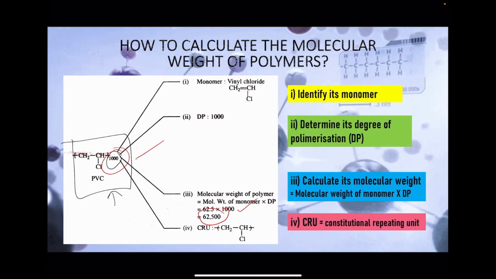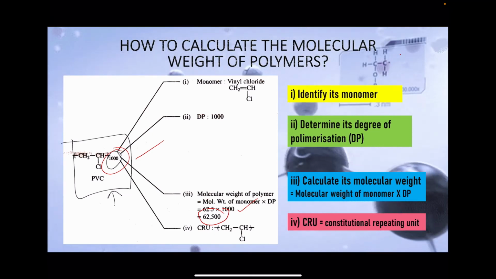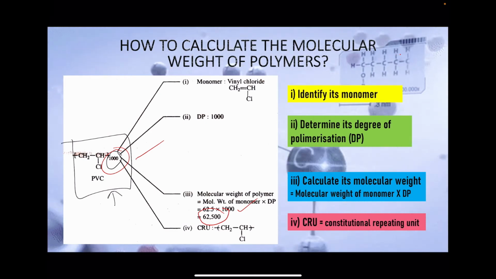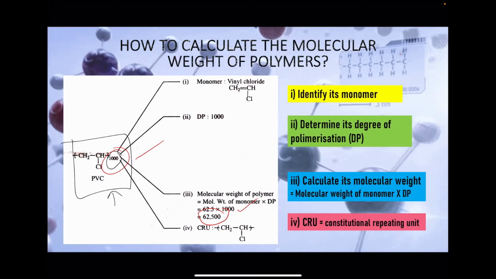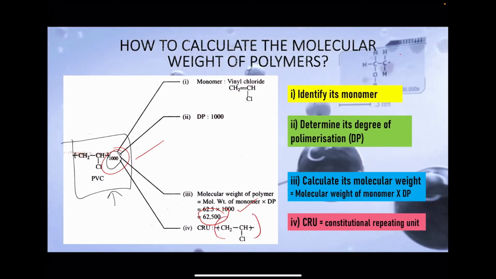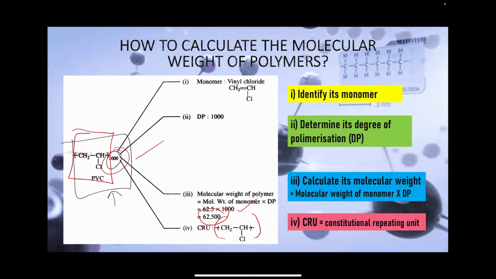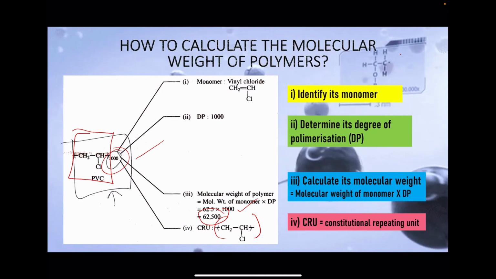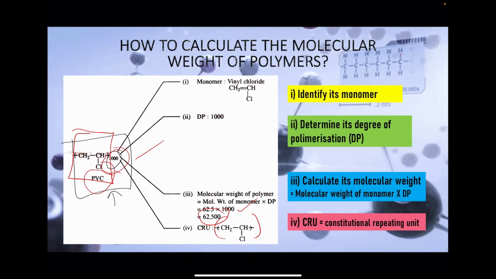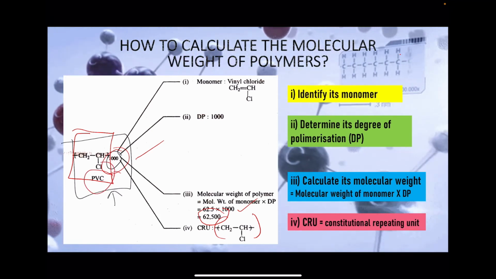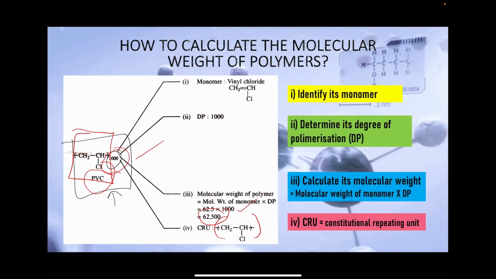And then maybe from this molecular structure of PVC, students will be asked about the CRU. So what is CRU? CRU means the constitutional repeating unit. Based on the molecular structure of the PVC, the constitutional repeating unit of this PVC is this one, the repeating unit, CH2CHCl. It will continuously bond with the same structure until 1000 to form the PVC. So this is how to calculate the molecular weight of a polymer and identify the CRU of a polymer.